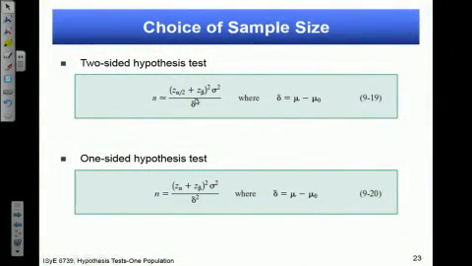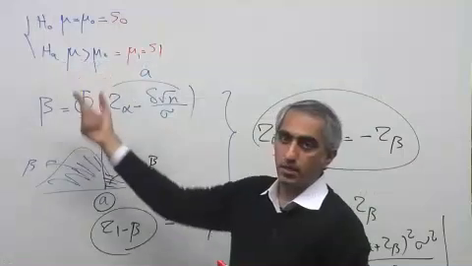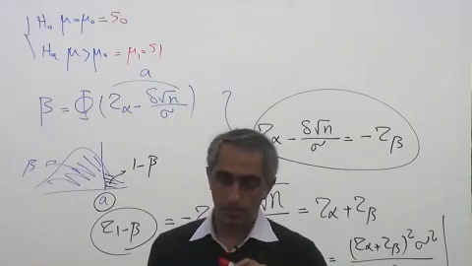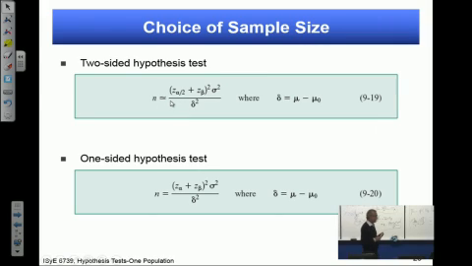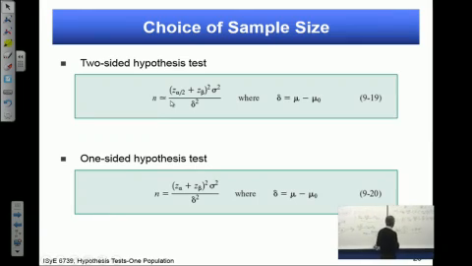You have Z alpha over 2 plus Z beta. Yes. So this is the one-sided up here. Is that what you're saying? This is one-sided, yeah. Okay. For two-sided, as you can see, you replace Z alpha with Z alpha over 2, and this is an approximation.